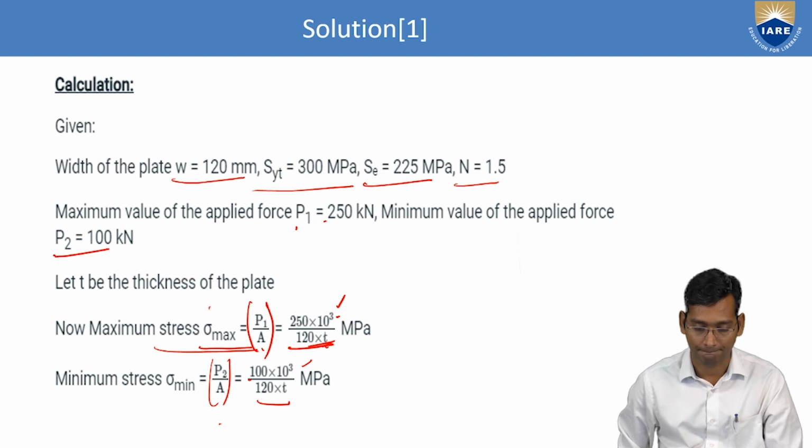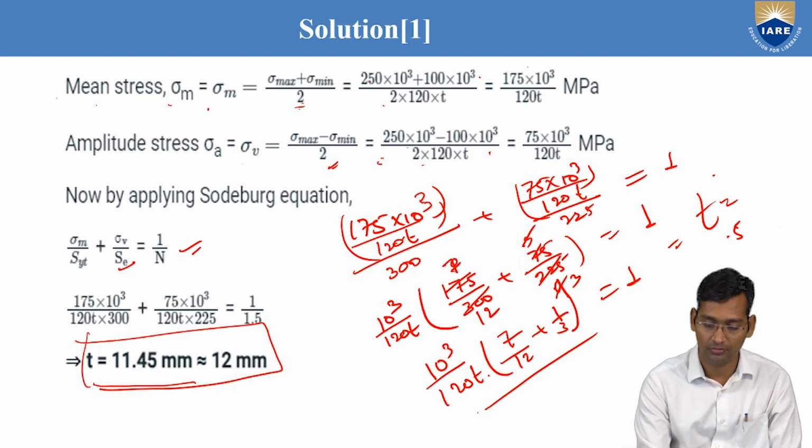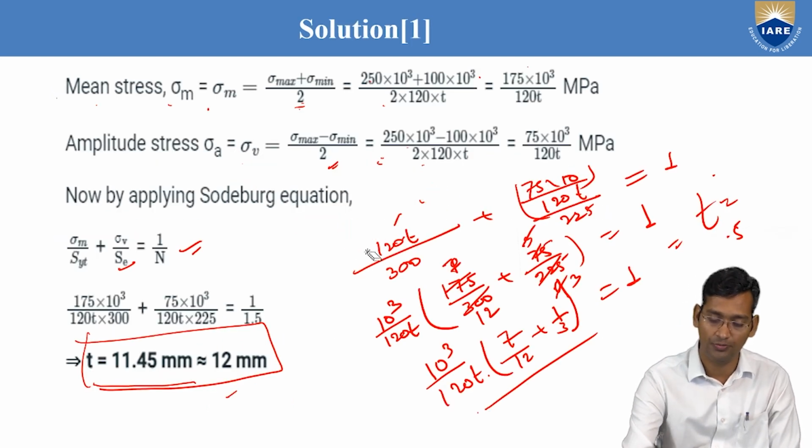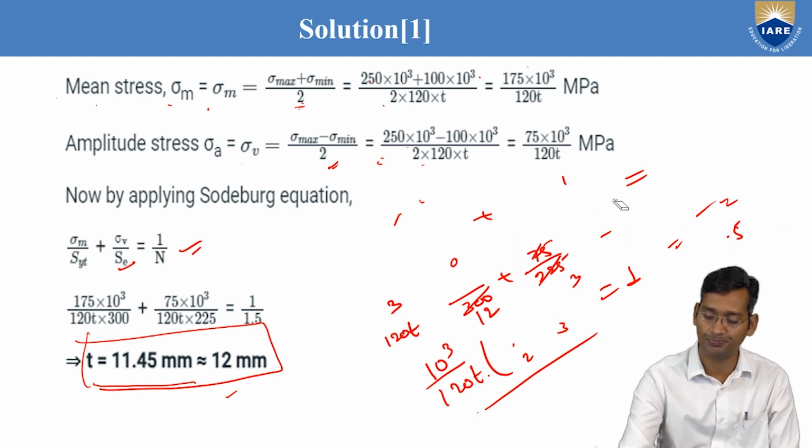Okay. So after this, we got that T equals 12 mm approximately.